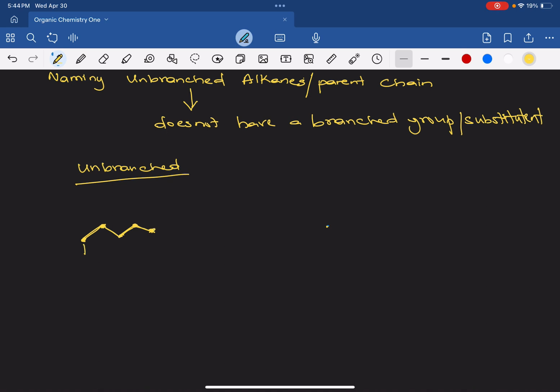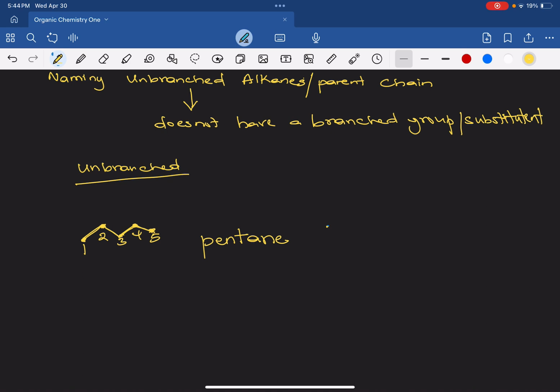So to name your unbranched alkane, of course, you count the number of carbons in your longest chain of carbon. This one is simple. We have 5 carbons. Remember, we said that if the parent chain has 5 carbons, the name begins with pent, and it's an alkane, so this is pentane.